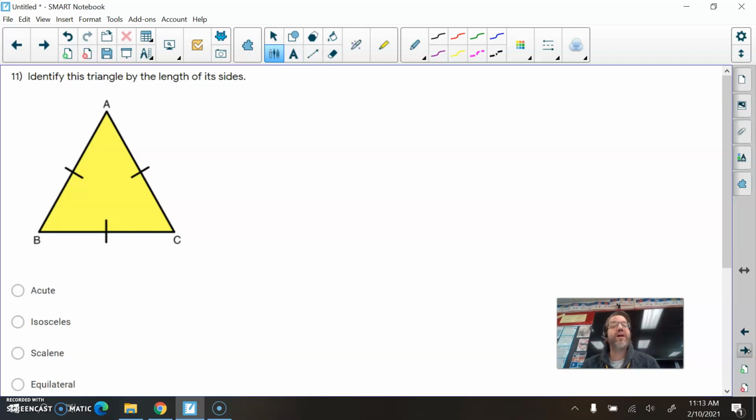Number 11, identify this triangle by the length of its sides. And I'm noticing its sides are all the same length. See, they each have 1 mark on them showing they're all the same length. They're all equal. This is an equilateral triangle. Okay, it's also an acute triangle because all of the angles are less than 90 degrees. But we're trying to identify it by the length of the sides, not by the measure of the angles. It's not isosceles because that would mean only 2 are congruent. And it's not scalene because scalene has none of them that are congruent. It's equilateral. All the sides are equal in length.